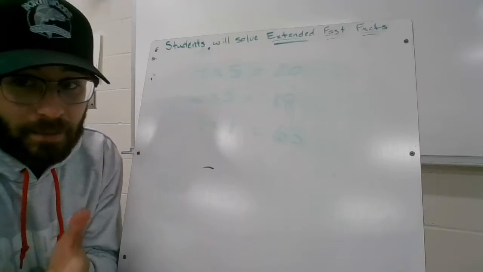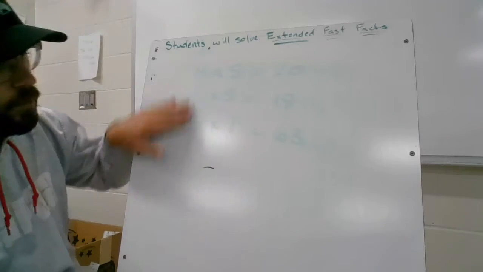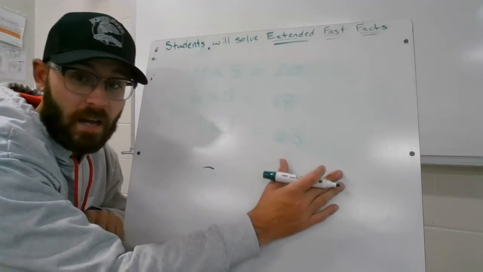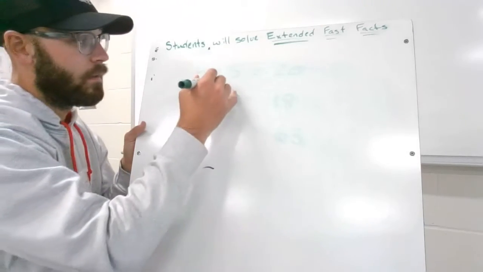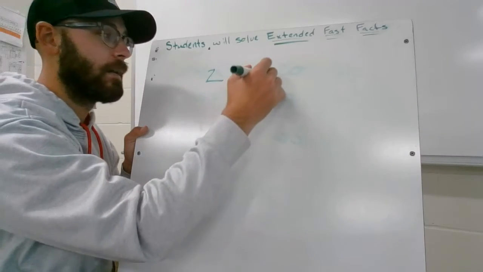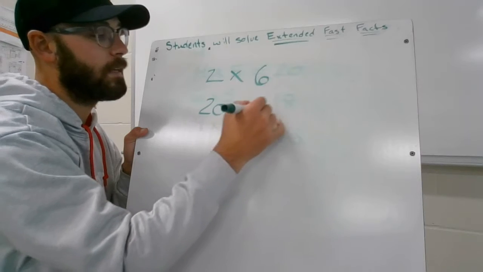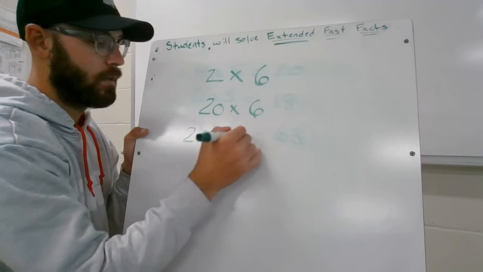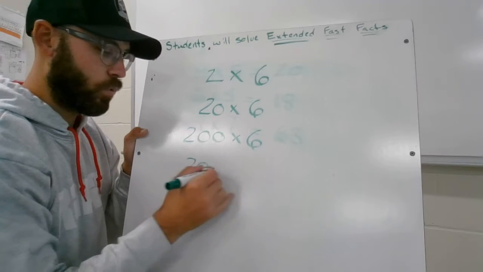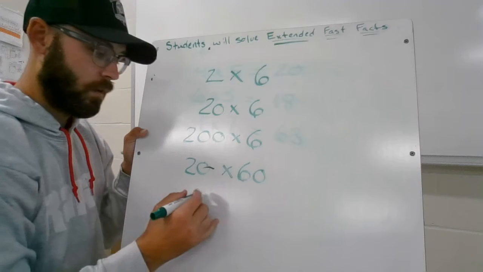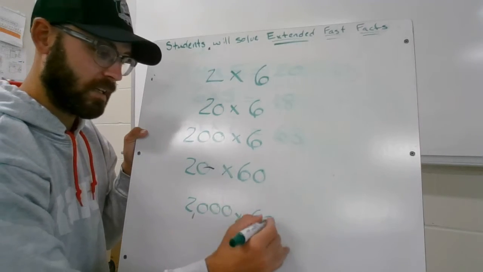Extended fast facts look a little bit different. Just like I gave my class the opportunity to see this pattern, I'm going to write down a few problems on the board, find their products, and then I'm going to let you see if you can pick up on the pattern. For example, 2 times 6, 20 times 6, 200 times 6. Maybe we'll do 20 times 60 and 2,000 times 60.